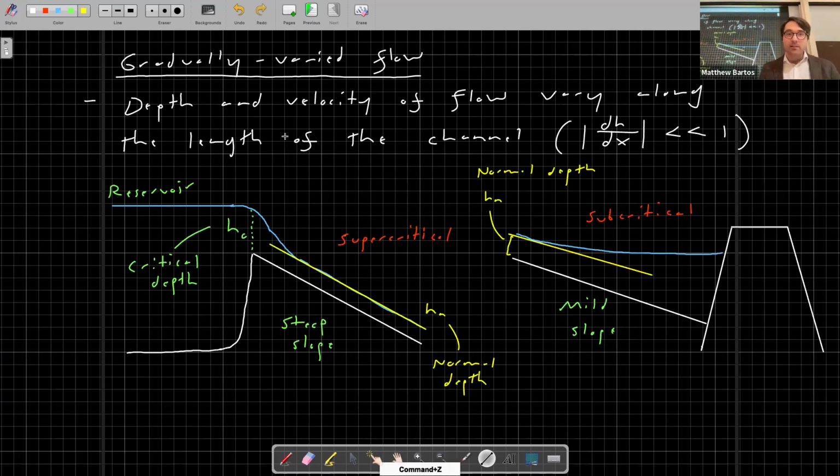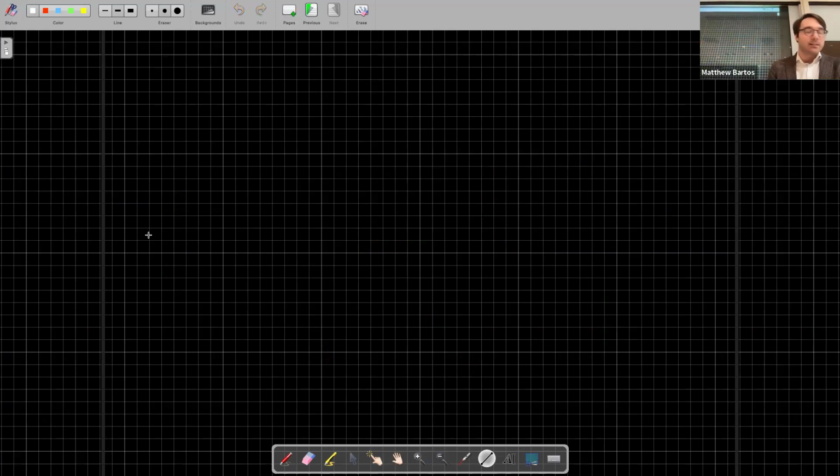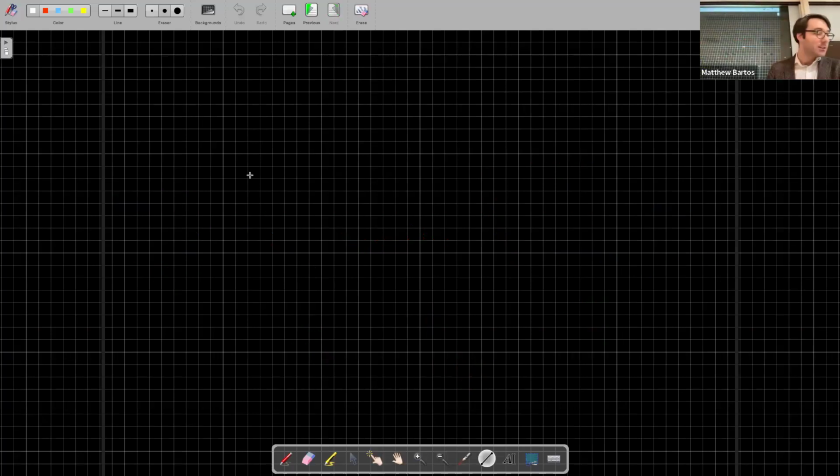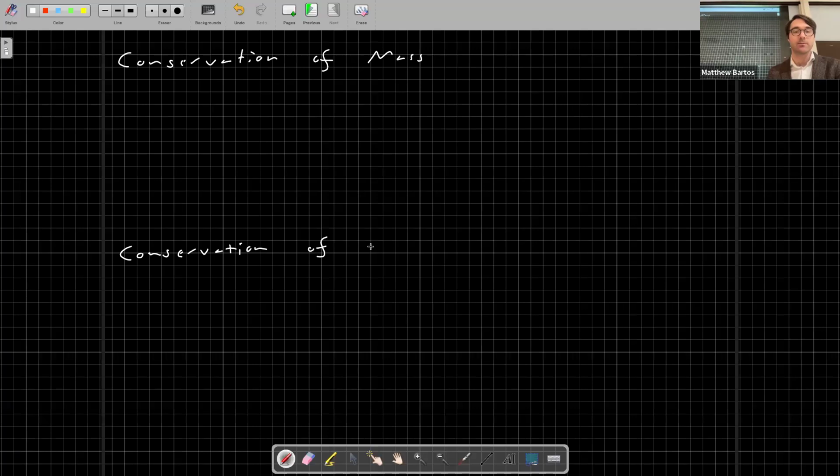So let's go ahead and take a look at gradually varied flow and how we can derive an equation for computing these water surface profiles. We're going to start off the same way we've started off every other equation we've derived in this class, which is we're going to start from the conservation of mass and the conservation of momentum. Sorry, not energy. So we have conservation of mass and conservation of momentum.